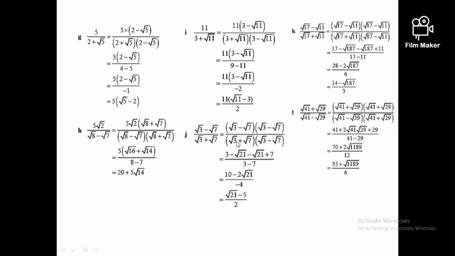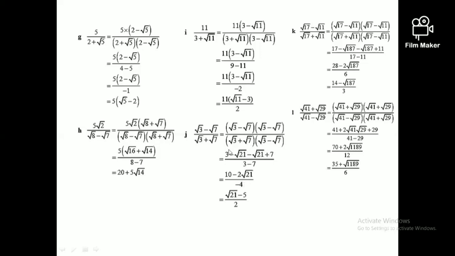For the denominator, root 3 into root 3 is 3, plus minus minus, root 7 into minus root 7 is minus 7. 3 minus 7 is minus 4. In the numerator, if you simplify, 7 plus 3 turns up to 10. Minus root 21 minus root 21 is 2 times minus root 21.